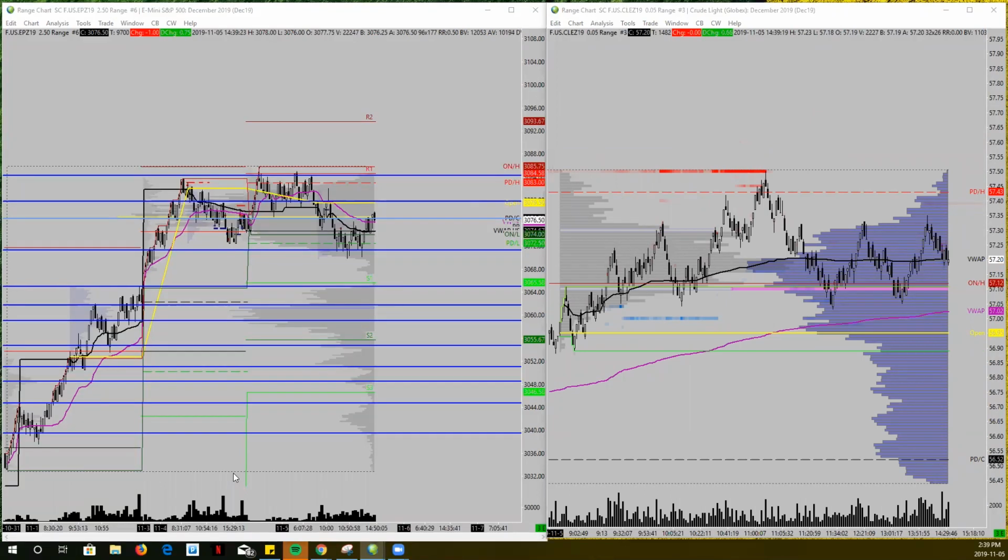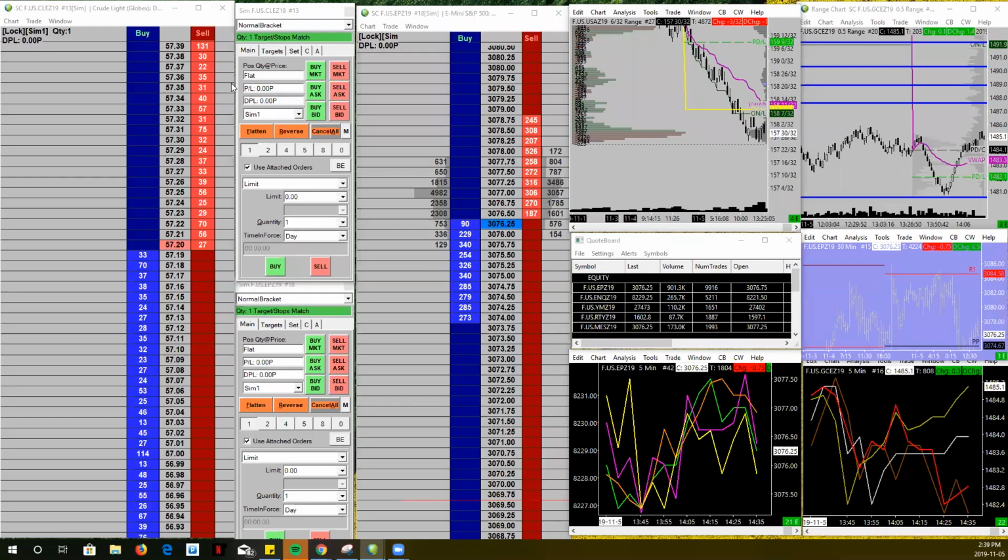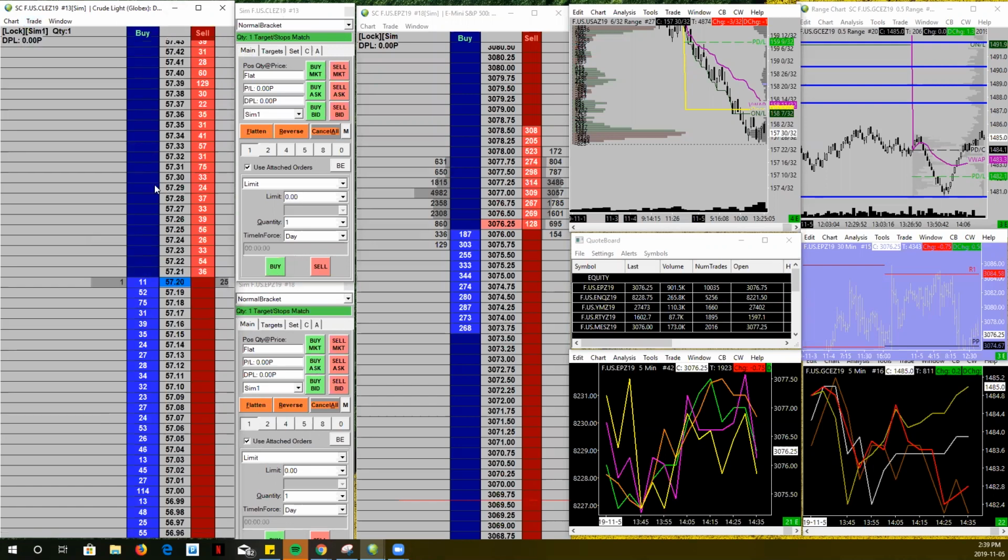Now, if I move on to this next screen right here, you will see where all of the action takes place. We've got two DOMs that I use here. I change them up, but I only like to keep two on my screen, and we've got these little DOM trade windows that help me flatten, change the lot size, whatever it is. But right here, we've got a customized crude DOM.